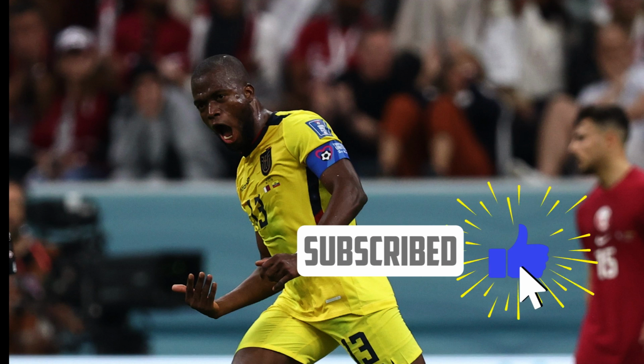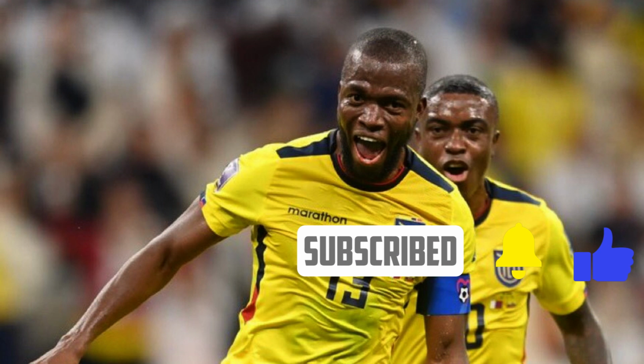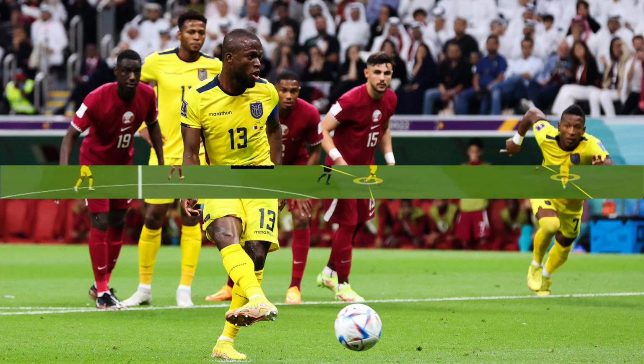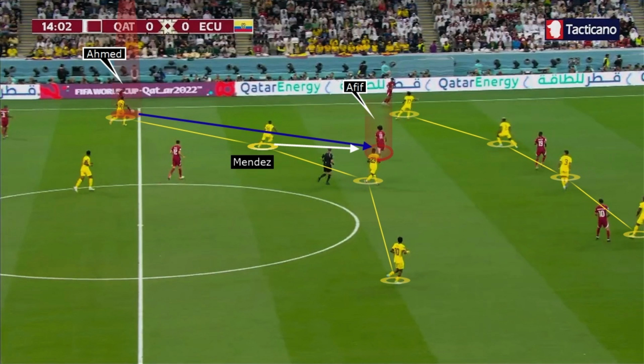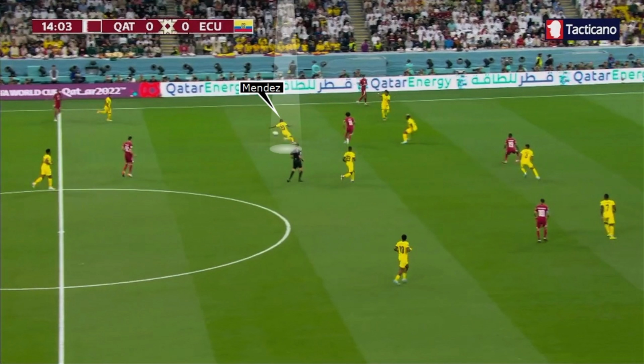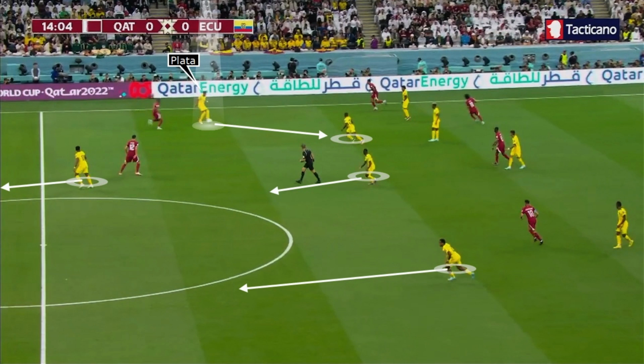Despite their organized attacking, the most dangerous attacking weapon of the Ecuador national team was the counterattacks, and we will see how Mendes and Valencia were common factors in the goals of the game. The first goal, the national team of Ecuador defends 4-4-2 with close lines. Ahmed passes deep to Akram Afif, but Mendes reads the pass and cuts the ball. Went to Plata, who passes from one touch to Mendes.